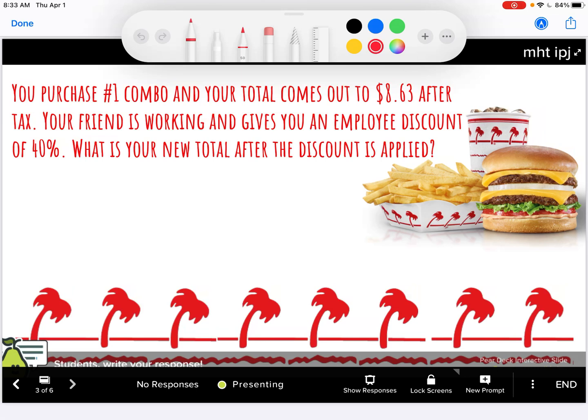All right, let's now talk about solving problems with discount. So once again, these are real world situations that can actually happen. So we want to know what our cost would be in scenarios like this.